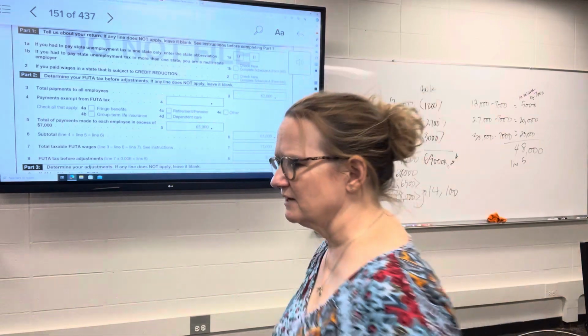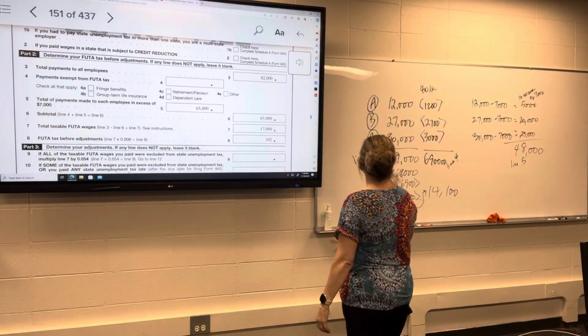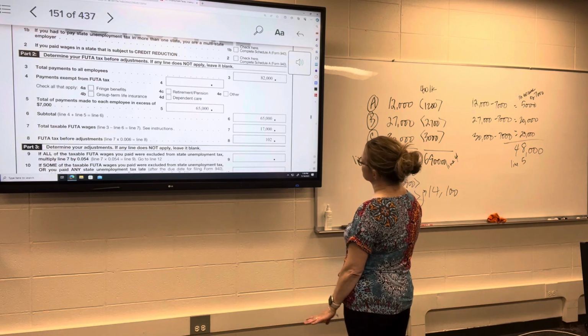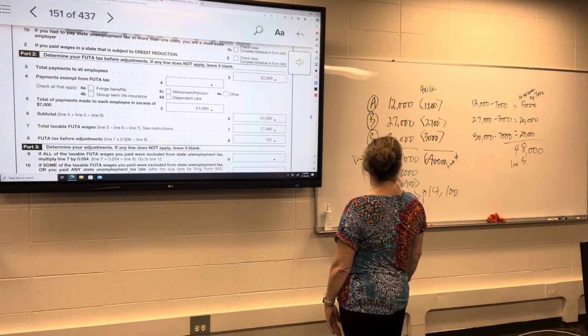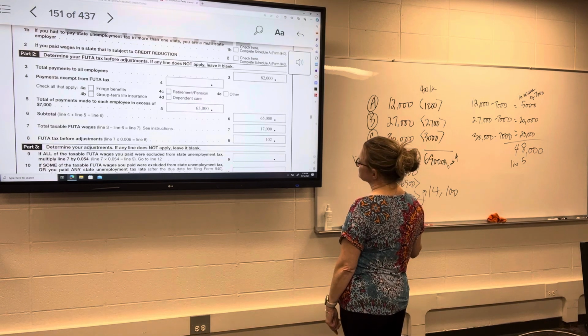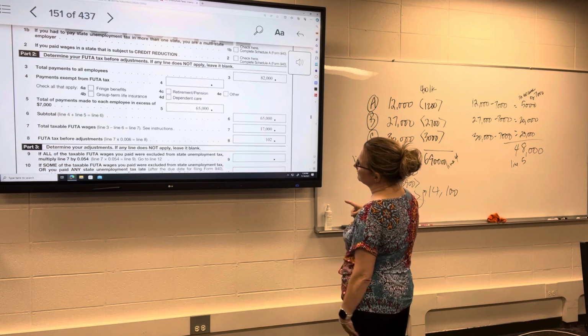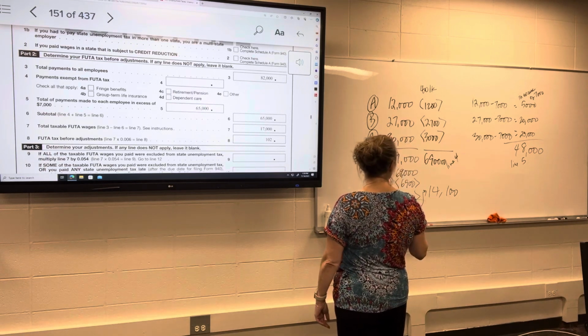Do you guys have a 940 to do in your return, right? Yeah. So 68,000 for the total wages. Payments that were exempt from FUTA tax, 6,900. Total of payments made to each employee in excess of 7,000.